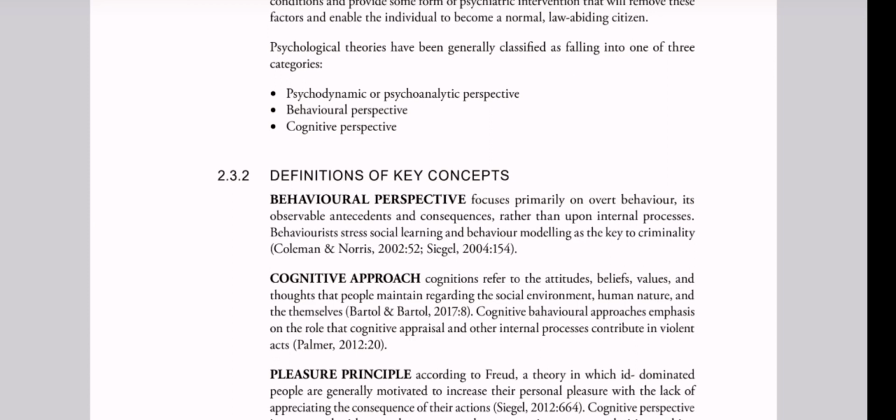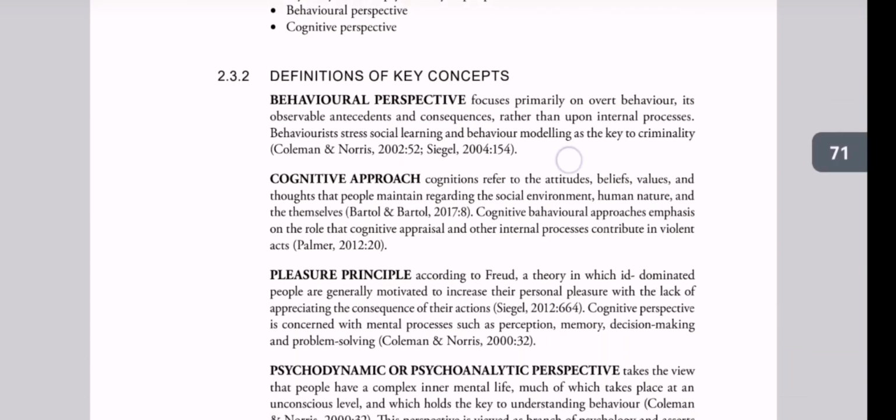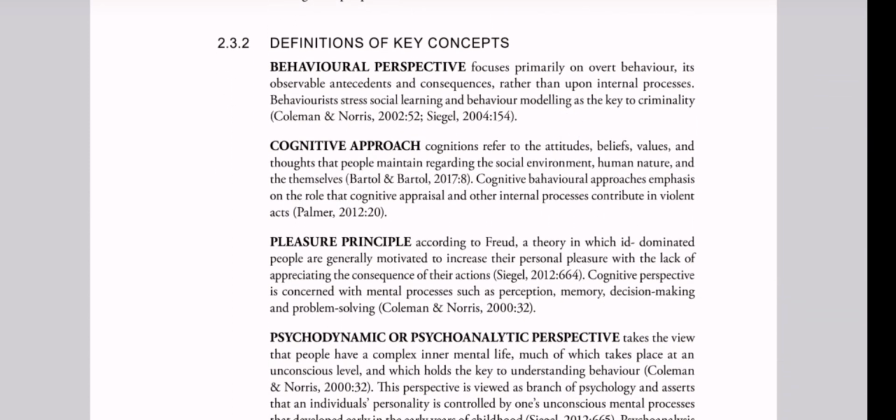Psychological theories have been generally classified as falling into one of three categories: psychodynamic or psychoanalytic perspective, behavioral perspective, cognitive perspective. Definitions of key concepts: behavioral perspective focuses primarily on the overt behavior, its observable antecedents and consequences rather than upon internal processes. Behaviorists stress social learning and behavior modeling as the key to criminality.